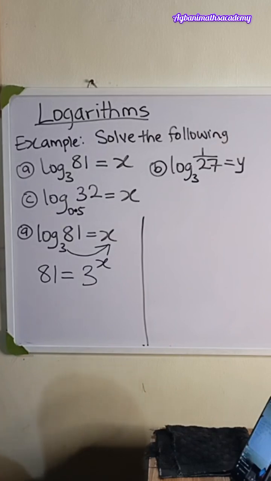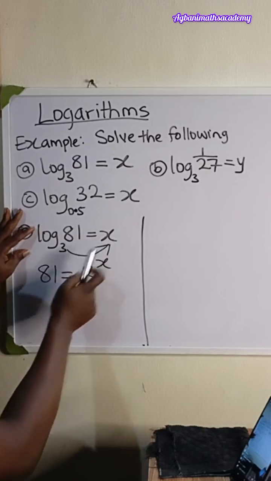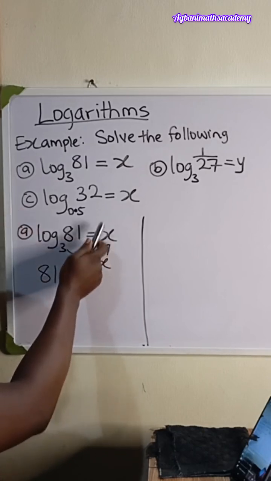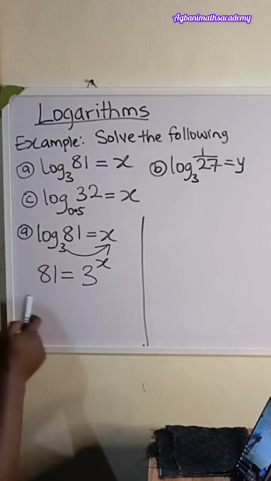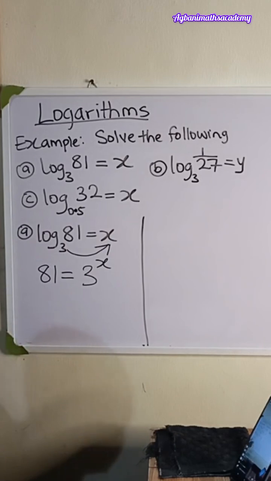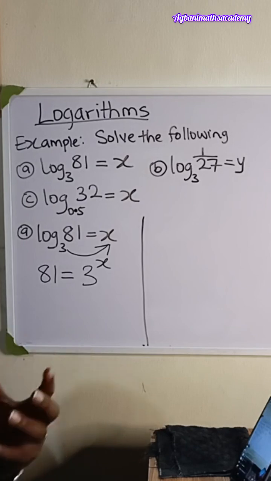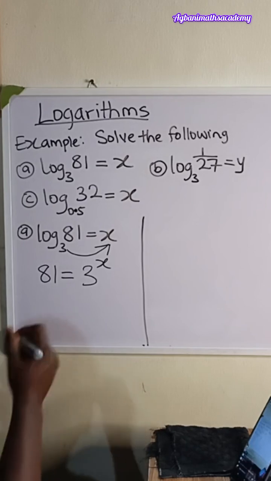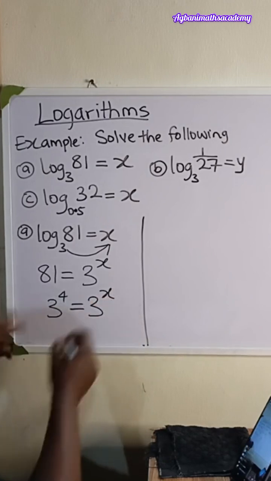Someone says, please come again. I should repeat. From what we've learned today, log 81 base 3 is equal to x. This 3 can move over here, lifting this x up to become an exponent. So now this 81 is alone here, the logarithm is gone, and 81 is equal to 3 to the power of x. 81 is the same thing as 3 to the power of 4, because 3 is going to multiply itself 4 times to give you 81. So we have 3 to the power of 4 is equal to 3 to the power of x.